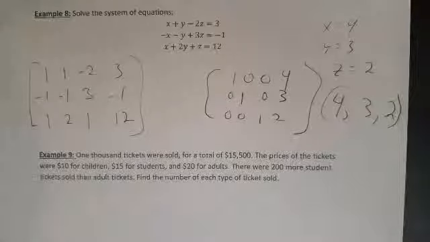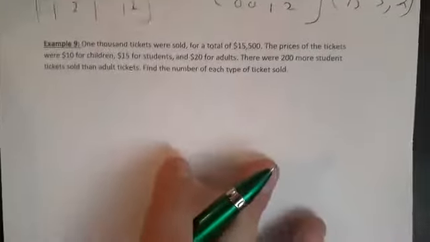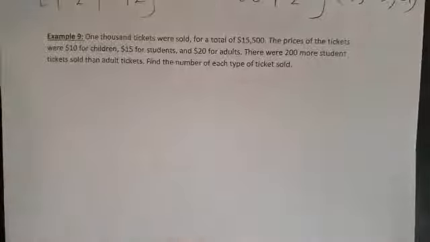Okay. Oh man, I think we got enough time maybe for this. Most of this one is set up, I feel like. 1,000 tickets were sold for a total of $15,500. The prices of tickets were $10, $15, and $20. There were 200 more student tickets than adult tickets. Find the number of each type of ticket sold.